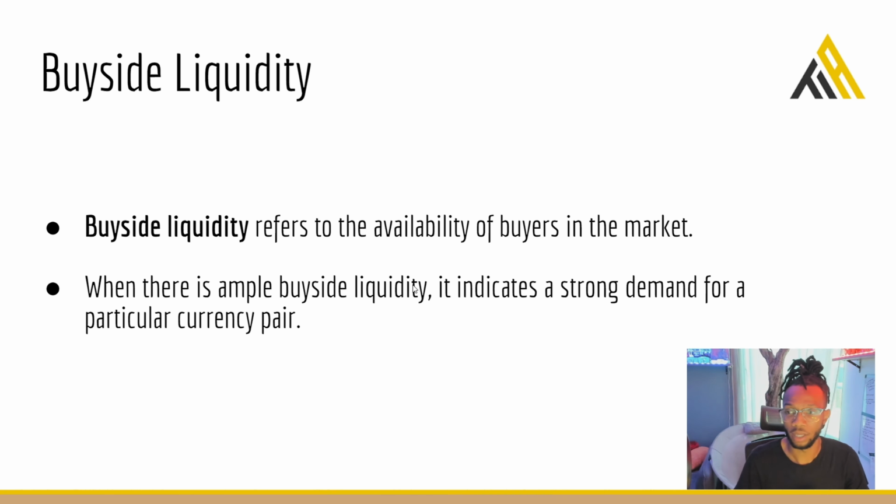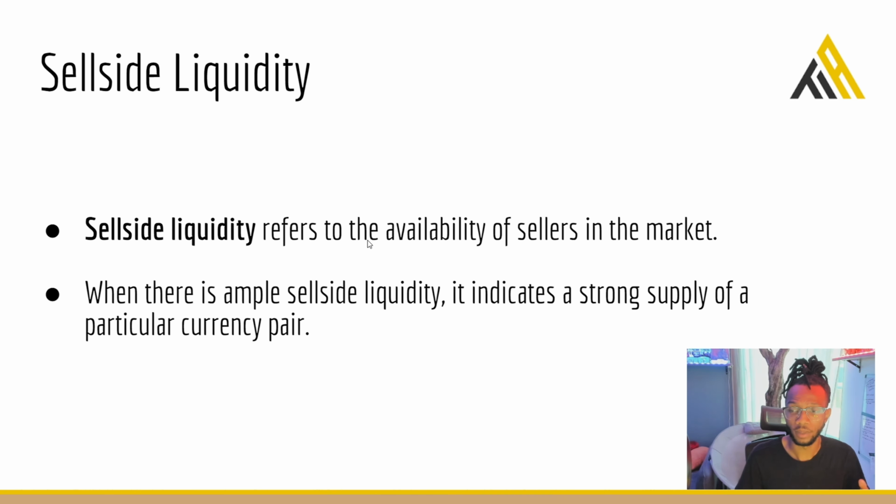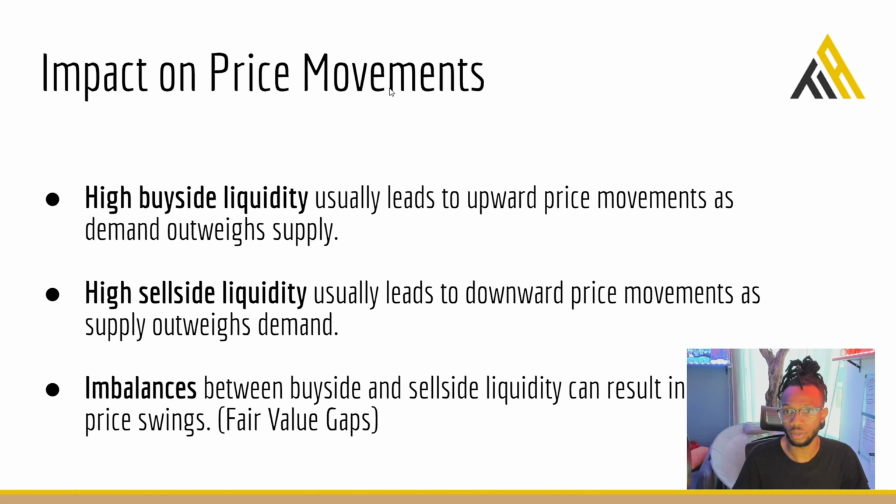All right. Now let's talk about sell side liquidity. Sell side liquidity refers to the availability of sellers in the market. When there's ample sell side liquidity, it indicates strong supply of a particular currency price. Now, whenever there's a lot of something out there in the market, what happens? It devalues. When something's devaluing, price is going down. All right, so really straightforward, really easy on those two, but we will show you some chart examples as well.